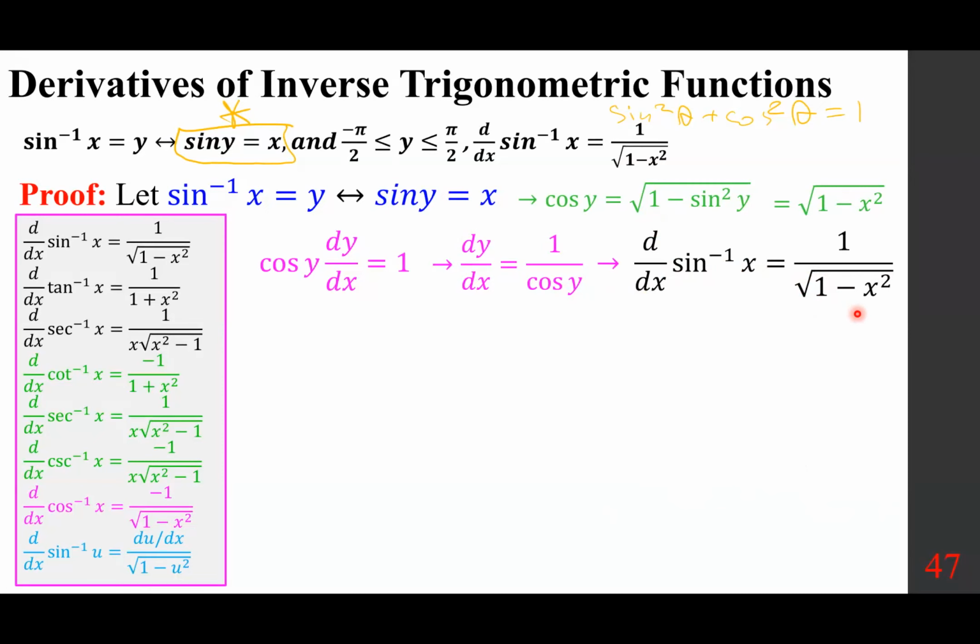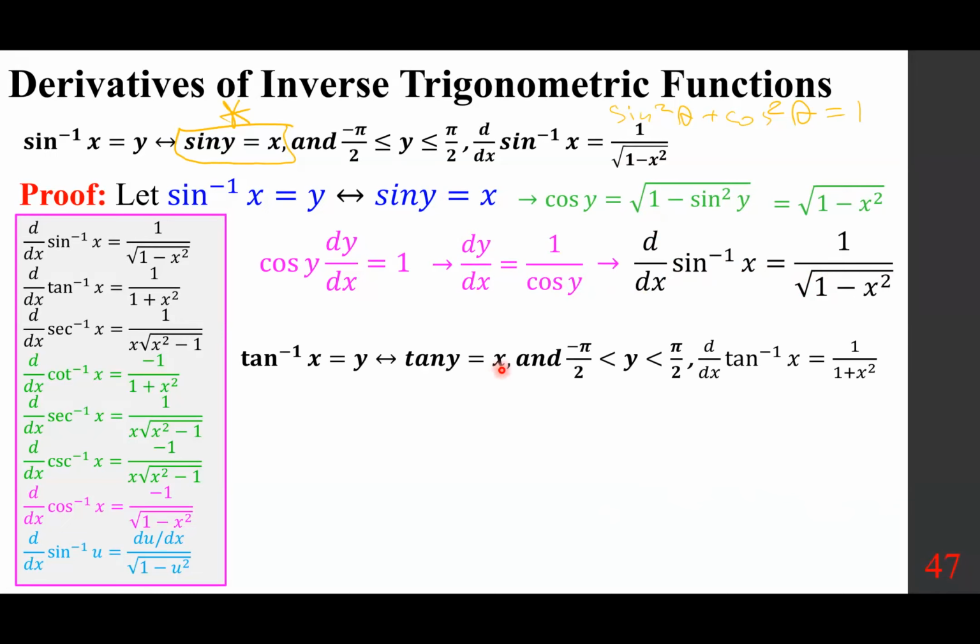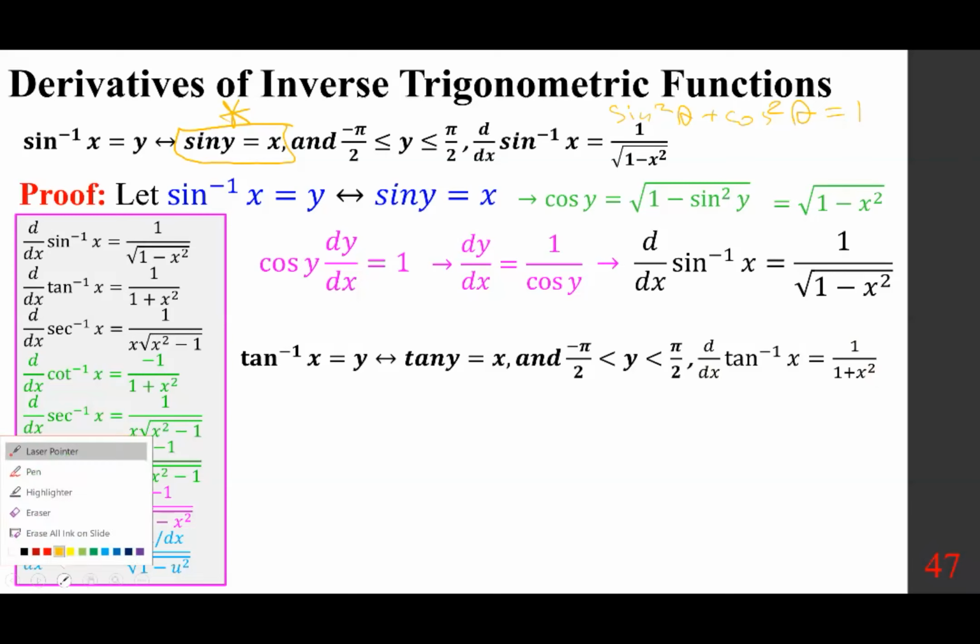This is the proof, everybody. Let's look at tan inverse. In the case of tan inverse, remember tan inverse of x equals y means tan y equals x, and this happens when y is between negative pi over 2 and pi over 2. We want to prove that its derivative is 1 over 1 plus x squared. So to prove that, we're going to start with this and differentiate it implicitly. Tan, as you know, has derivative secant squared. So secant squared of y times dy dx equals 1.